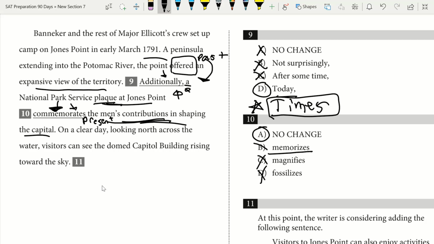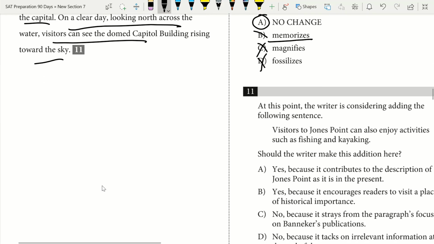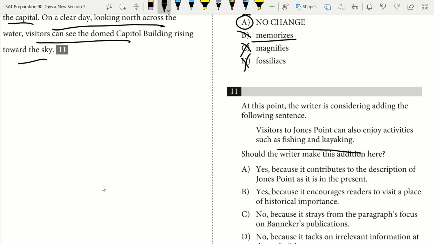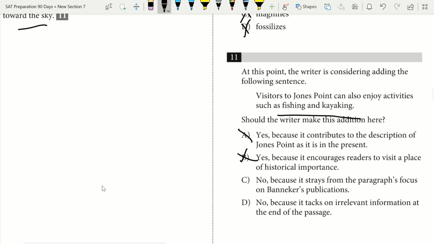All right, so on a clear day looking north across the water, visitors can see the domed Capitol building rising towards the sky. At this point, the writer is considering adding the sentence: "Visitors to Jones Point can also enjoy activities such as fishing and kayaking." Should we make this addition? No. Why not? Because it's irrelevant here. So that's going to be D, no, because it tacks on irrelevant information at the end of the passage.